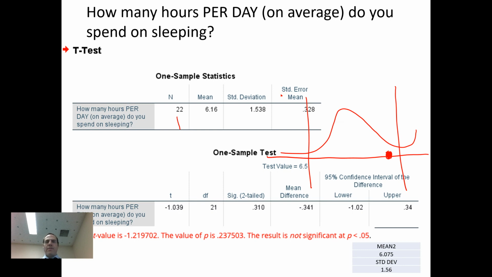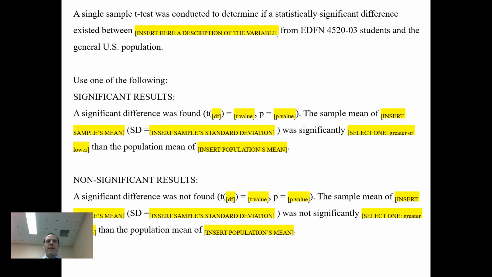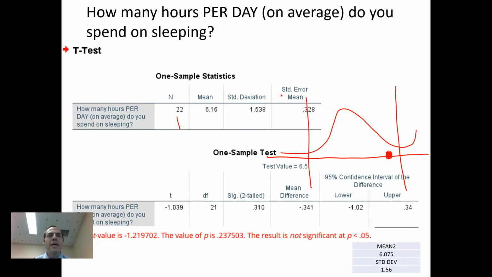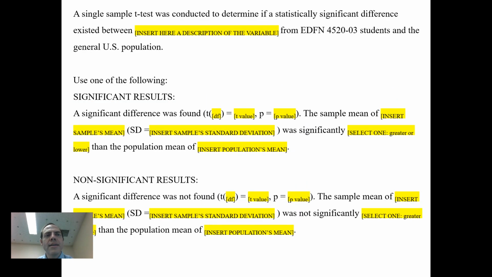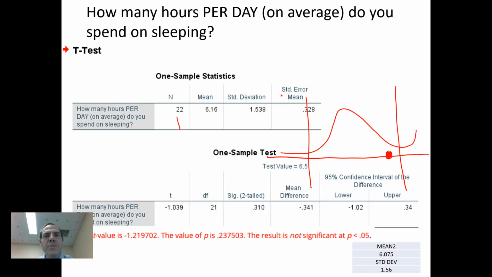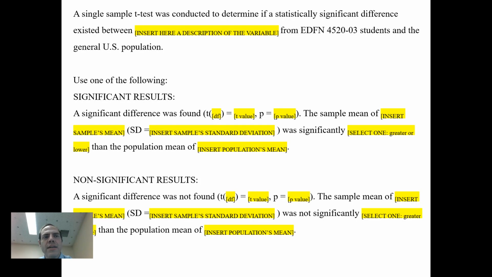All right, so I'm going to report this. Hours per day on sleeping. Hours per day sleeping. And then which one should I use? Significant results or non-significant results?